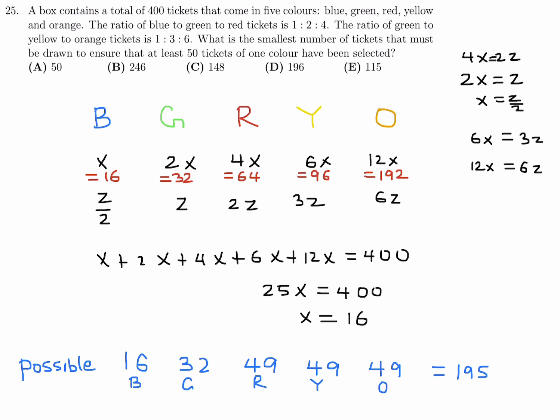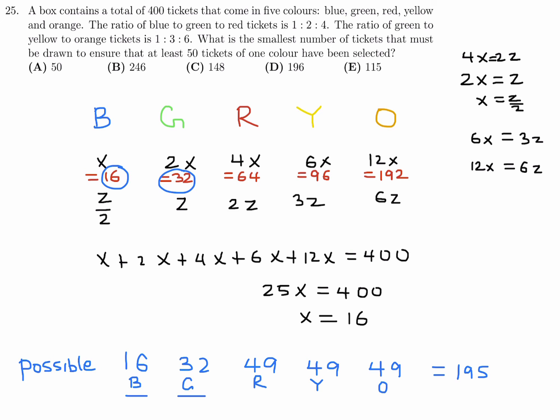So far, in this extreme case scenario, we don't have 50 of any one color, but the very next ticket that's chosen will push me to 50. It won't be a blue or a green because those are exhausted. Those have already been all selected. But the very next ticket I choose must end up being either a red, yellow, or orange because there still are some of those left, right? Because 64, 96, and 192 are the totals, and I only chose 49 of each of them.